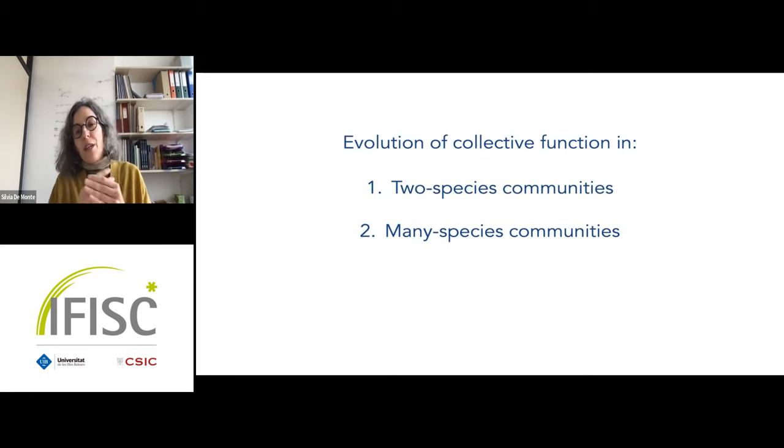So the rest of my talk will be basically telling you about two models. I will first go very briefly through a first model where the community is composed just of two species. And this is basically because it is the case that so far has been the easiest to handle theoretically. But it is also complicated enough for me to introduce a number of things that will be important in the second part of my talk. And then the rest of my talk, most of it, will be about communities that are composed of many species.